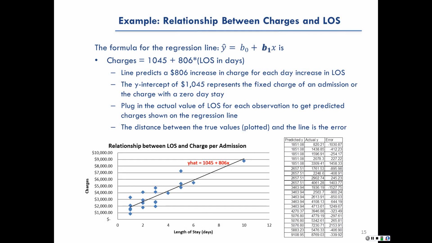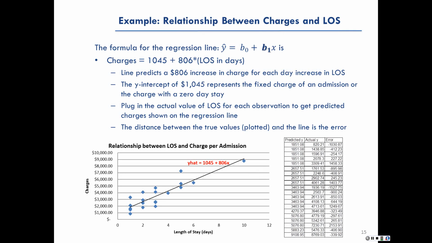And so the next step, once you have this regression line, is you would plug in the actual value of length of stay for each individual observation, and that would enable you to get the predicted charges shown on the regression line, right? For each individual x value, you're plugging that into length of stay in days, and that equation, charges equal 1,045 plus 806 times length of stay in days, will give you a predicted y value that equals that regression line shown there in the graphic.